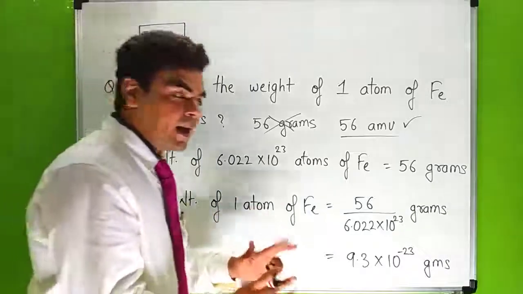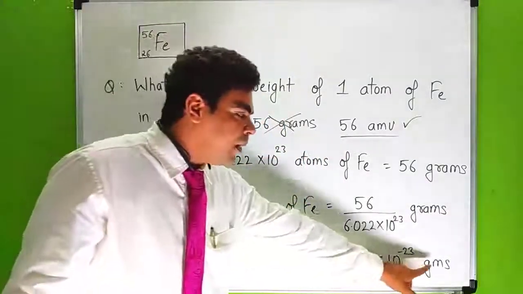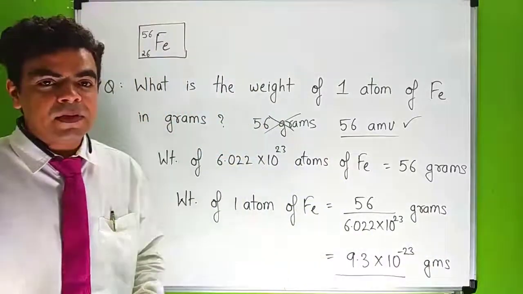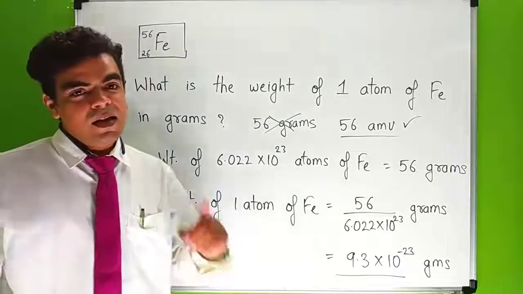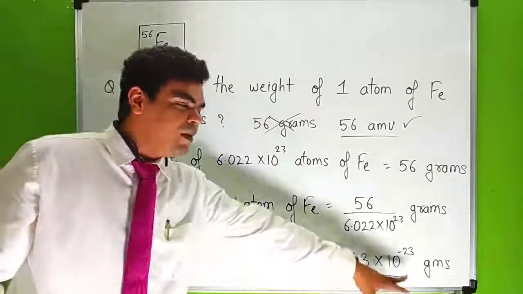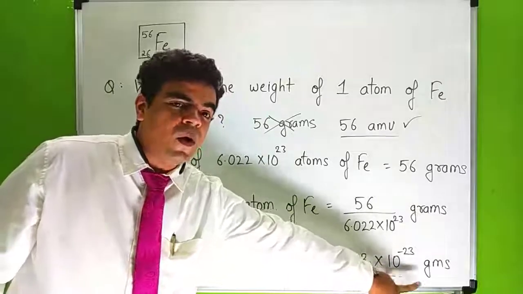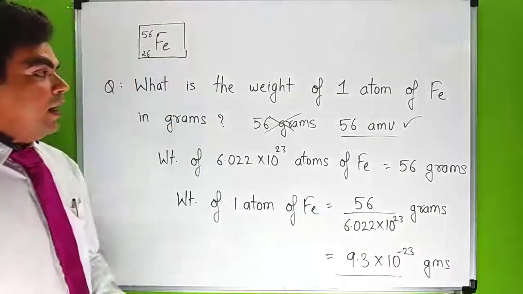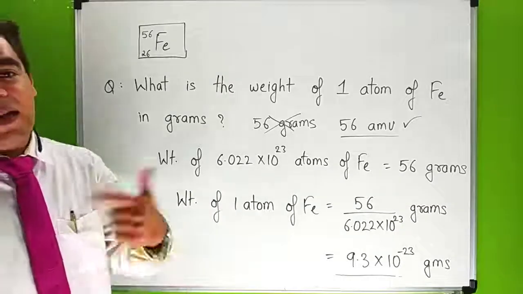What would be the correct answer? That would be 9.3 into 10 to the power minus 23 grams. And this is basically understandable. This is justifiable that one atom would weigh 9.3 into 10 to the power minus 23 grams. It is a very small quantity. So this is my first question to you. Now I will ask another question.